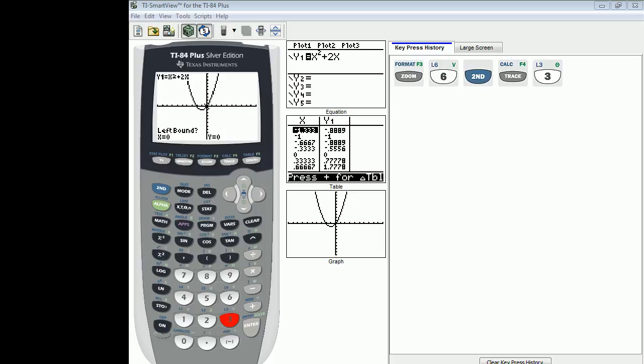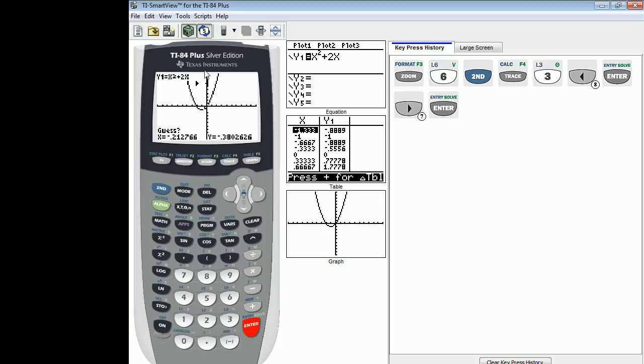Okay, so we're trying to find the minimum, and it's prompting us for the left bound. So we're going to use the left arrow to go over to the left side of that lowest point. And I just have to make sure I'm on the left side, and I hit enter. And then it prompts me for the right bound, so I'll go over to the right side and I'll hit enter.